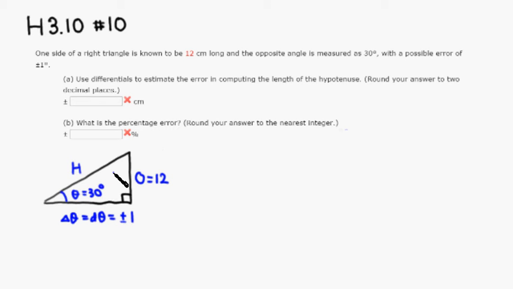With a possible error of plus or minus 1 degree, so delta theta, or d theta, is equal to plus or minus 1. We want to relate the hypotenuse and the opposite, so we can probably use sine. Sine of theta is equal to opposite over hypotenuse. If you solve for h, you get h is equal to opposite over sine of theta.